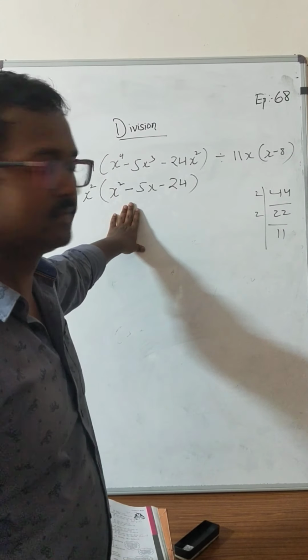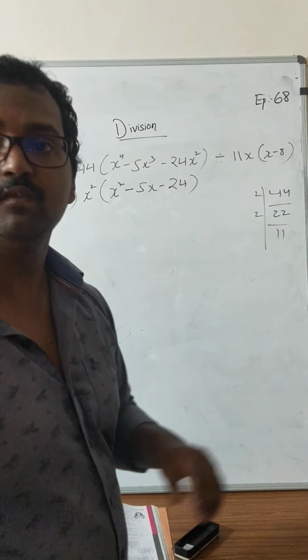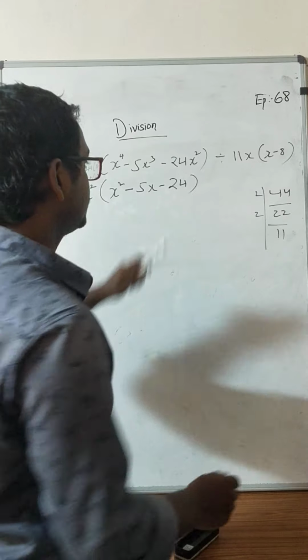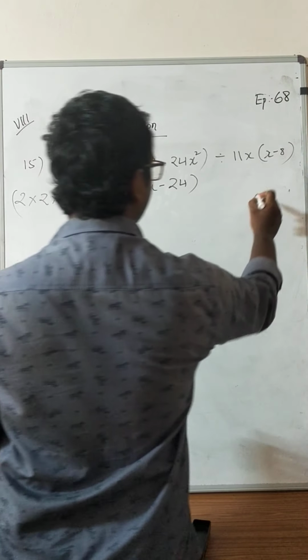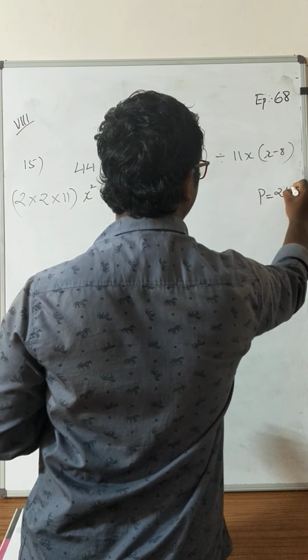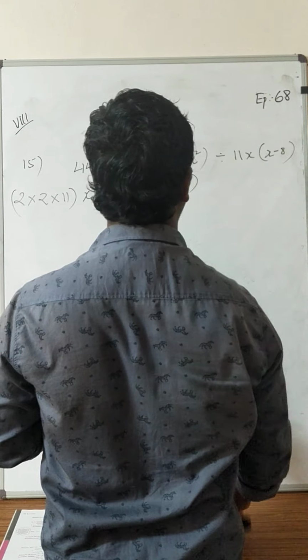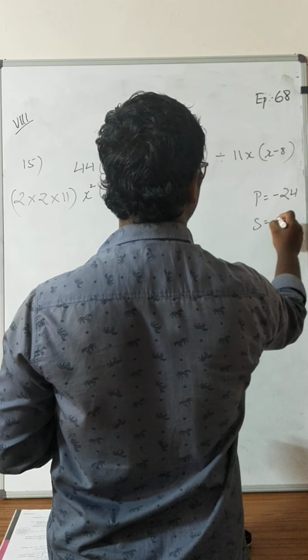Now see, this term x square minus 5x minus 24, we have to solve it using splitting the middle term. See here. Now, what is the product here? What is the sum here? Product is minus 24, sum is minus 5.